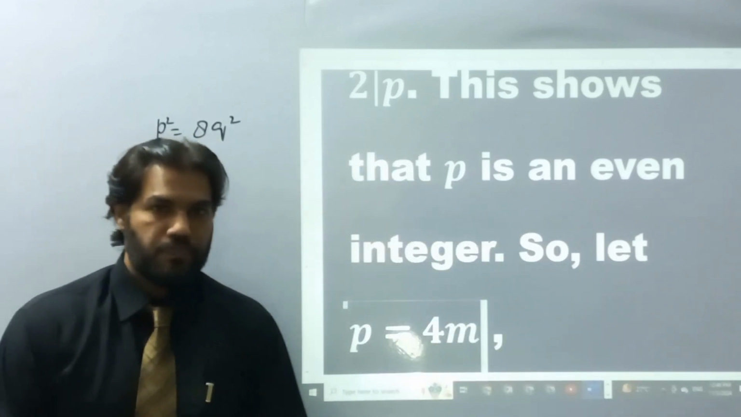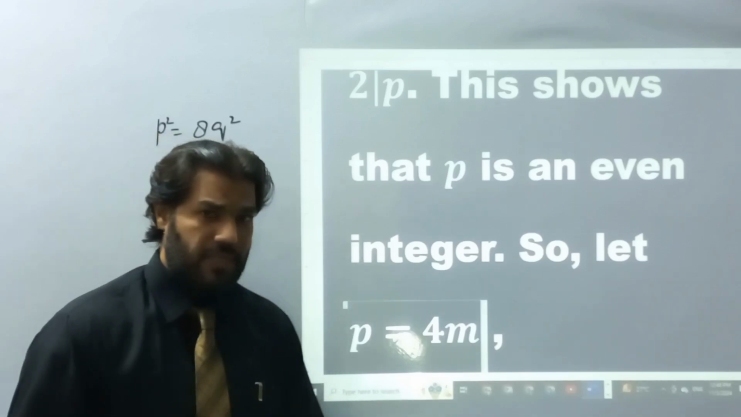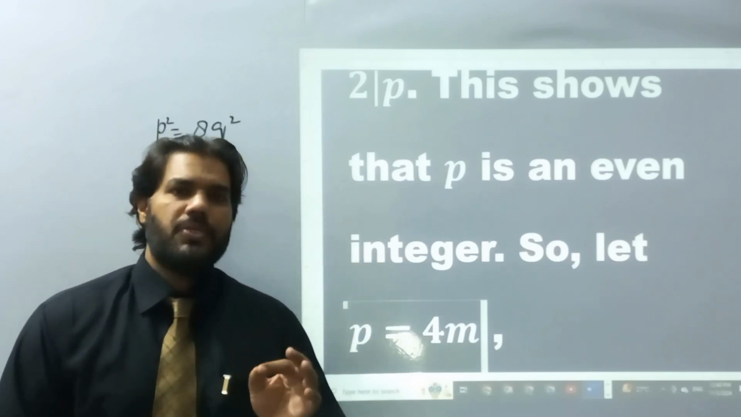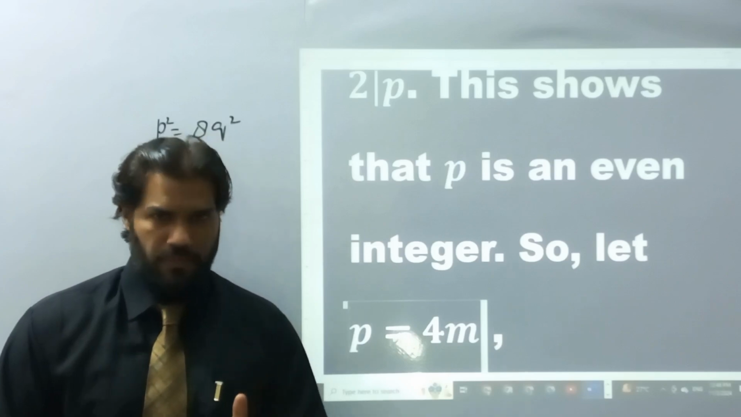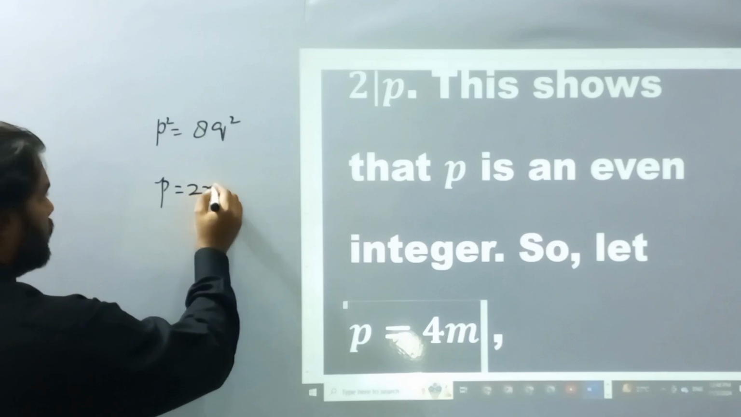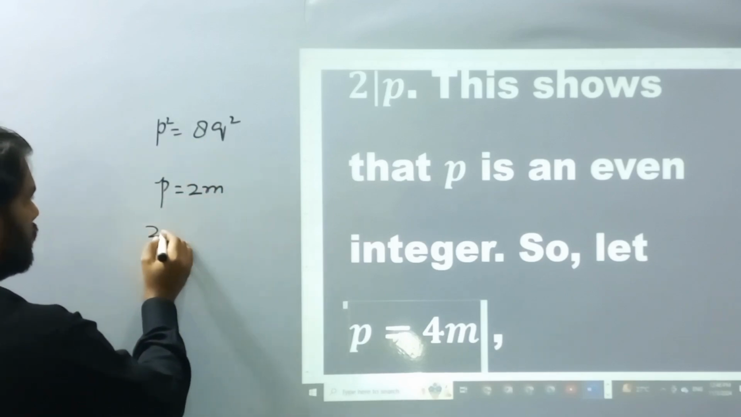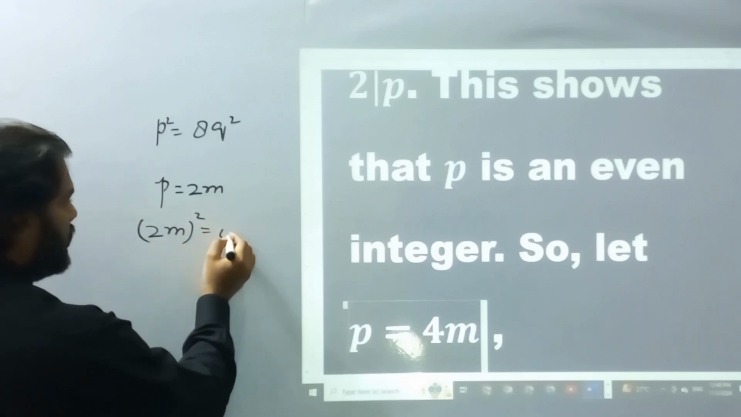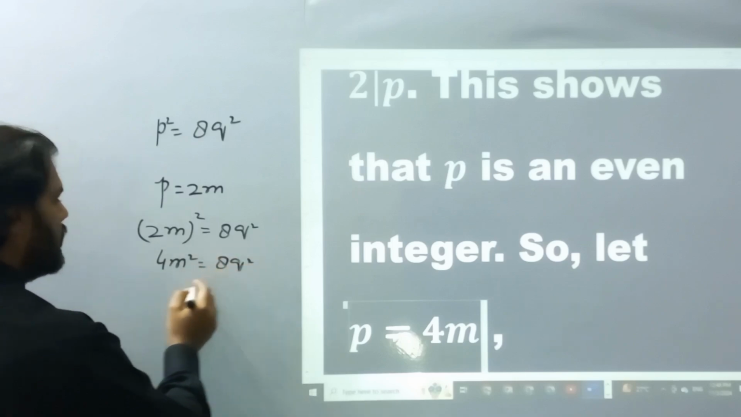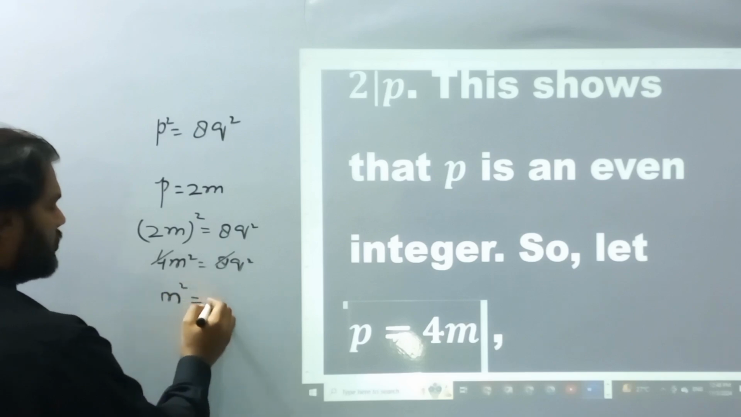In this case, there is a strategy that we will use here. This is something different from above. Here P is an even integer, that is a multiple of 2. So if you suppose P is equal to 2m and replace this value of P is equal to 2m in this equation, we have (2m) square is equal to 8q square. This will give us 4m square is equal to 8q square. By cancelling, m square is equal to 2q square.